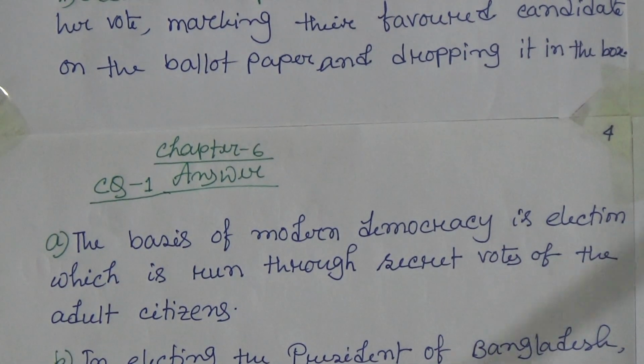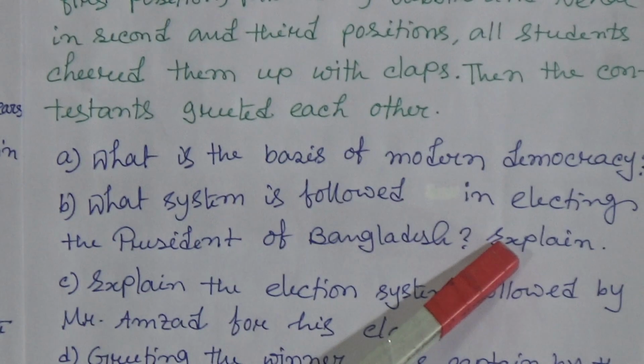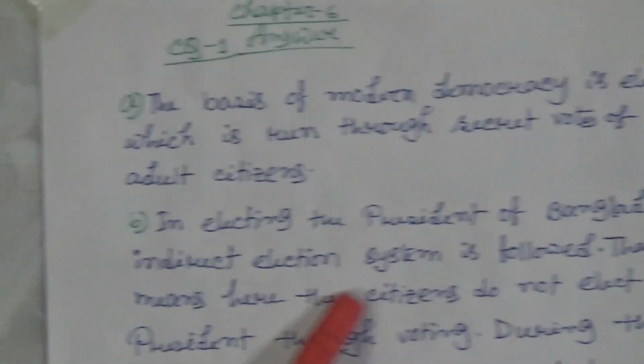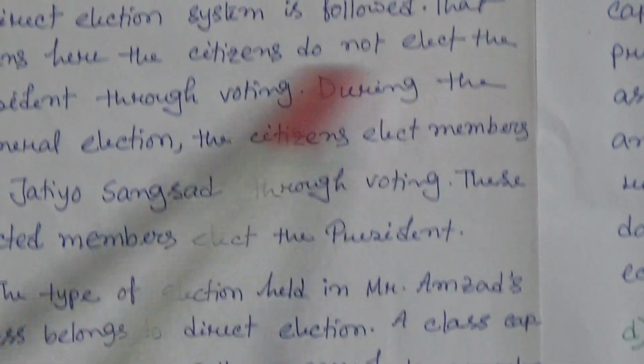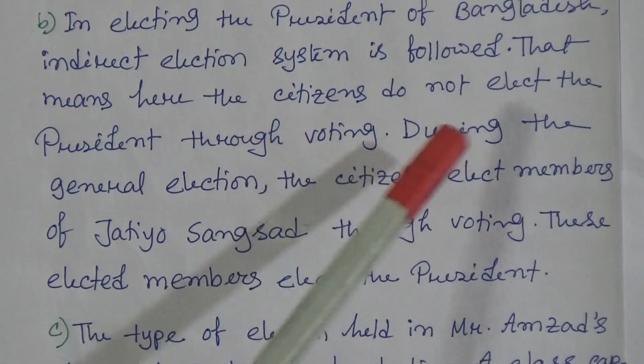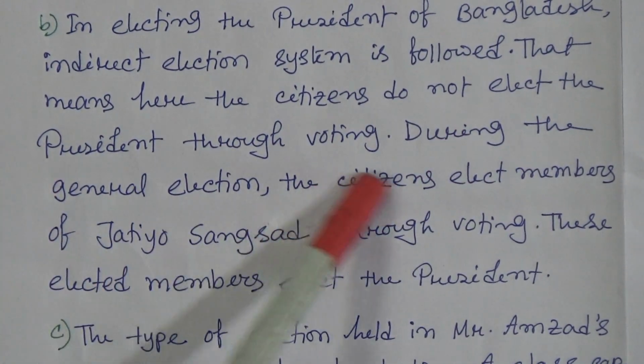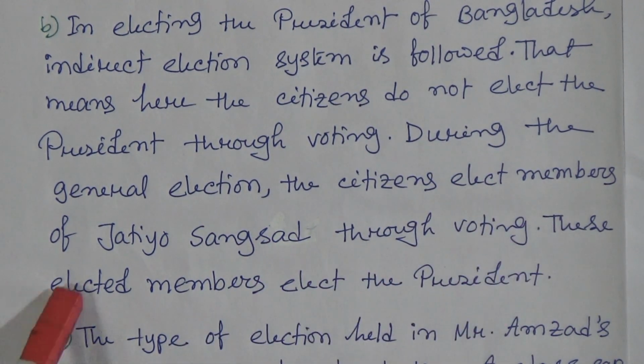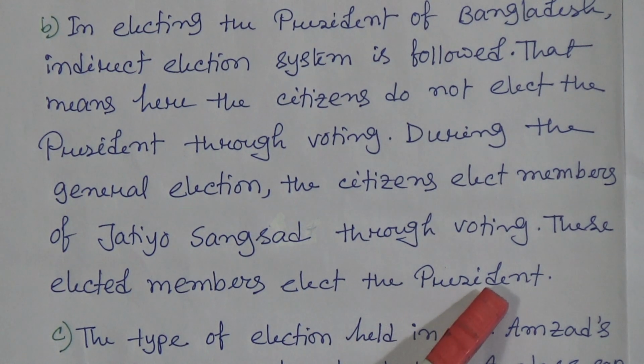Now the second question, number B. What system is followed in electing the President of Bangladesh? Explain. Number B. In electing the President of Bangladesh, the indirect election system is followed. That means here the citizens do not elect the President through voting. During the general election, the citizens elect members of Jatiyo Sangsad through voting. These elected members elect the President.